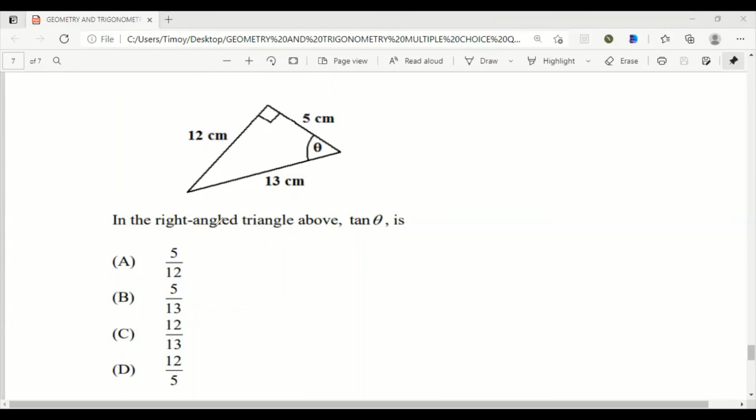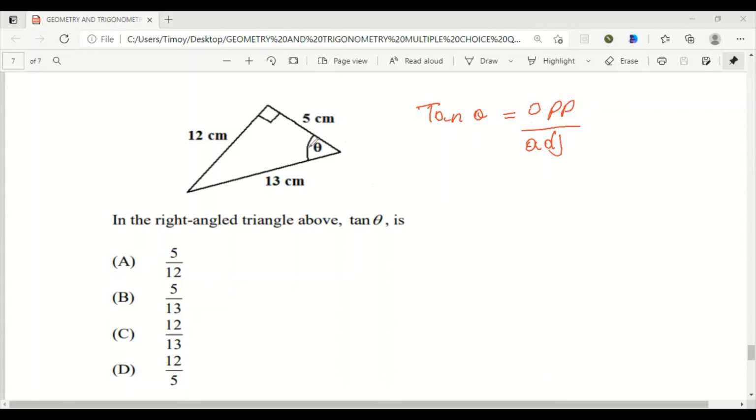In the right triangle above, we want to find tan theta. We need to label theta according to the information. So what do we know about tan theta? We know that tan theta is always equal to the opposite length divided by the adjacent length. That's what we know.